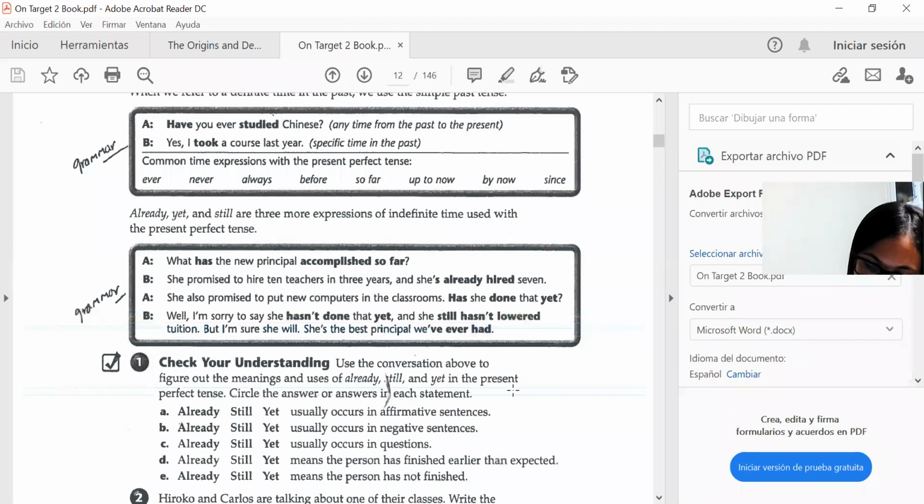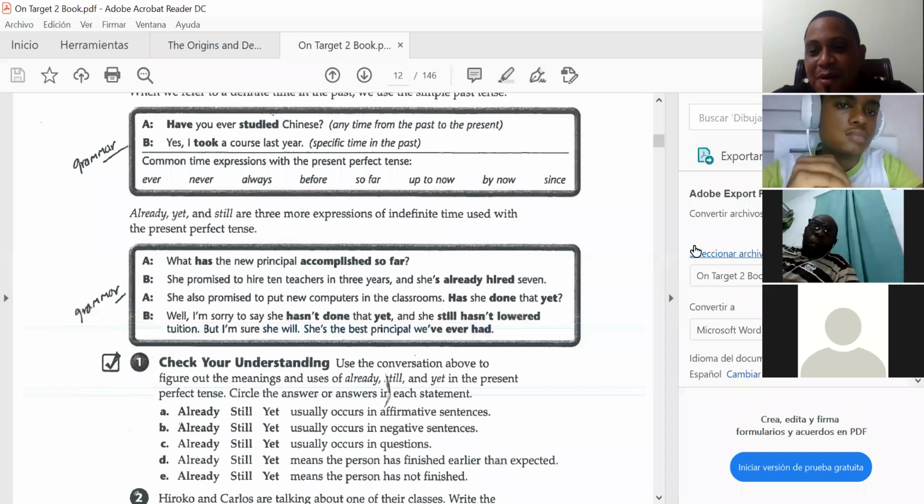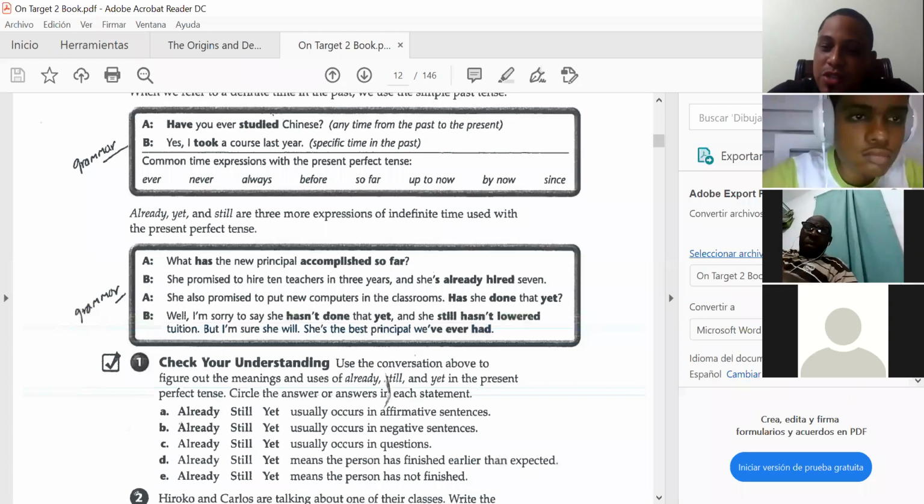I don't know if you remember that the biggest difference between simple past and present perfect was that in one of them you say when the action happened, and in the other you don't say when the action happened. So this question is for you, Santo. In which one do you say when the action happened? In present perfect or in simple past? That's for you, Santo.